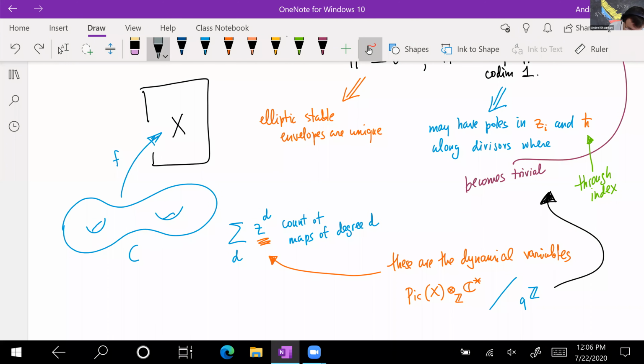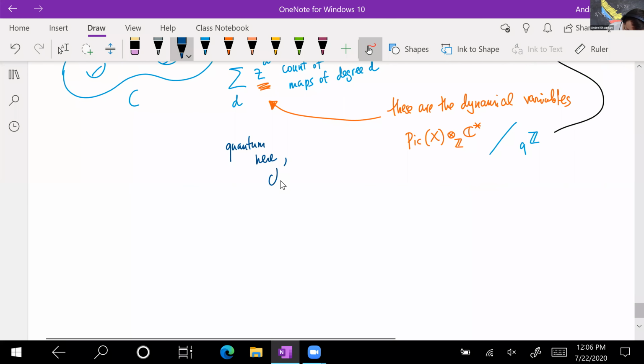What did I do with black? I'm not sure. I have to reintroduce it. So quantum here. Classical. Multi-quantum.